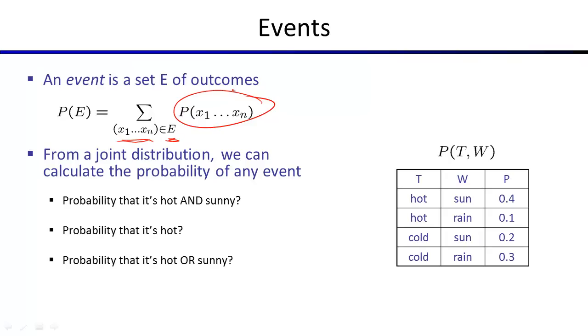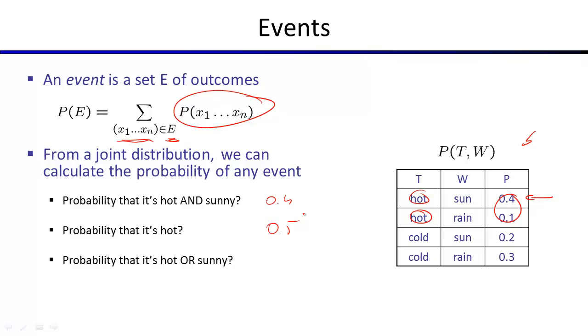All right, so let's do a couple of examples here. What's the probability that it's hot and sunny given this joint distribution over here? We have to look in this table and find all the entries consistent with the event hot and sunny. Well, that means just this row over here, so that's 0.4. What's the probability that it's hot? Well, we check in this table, where do we have hot? Here and here. We sum those two entries together and we get 0.5.